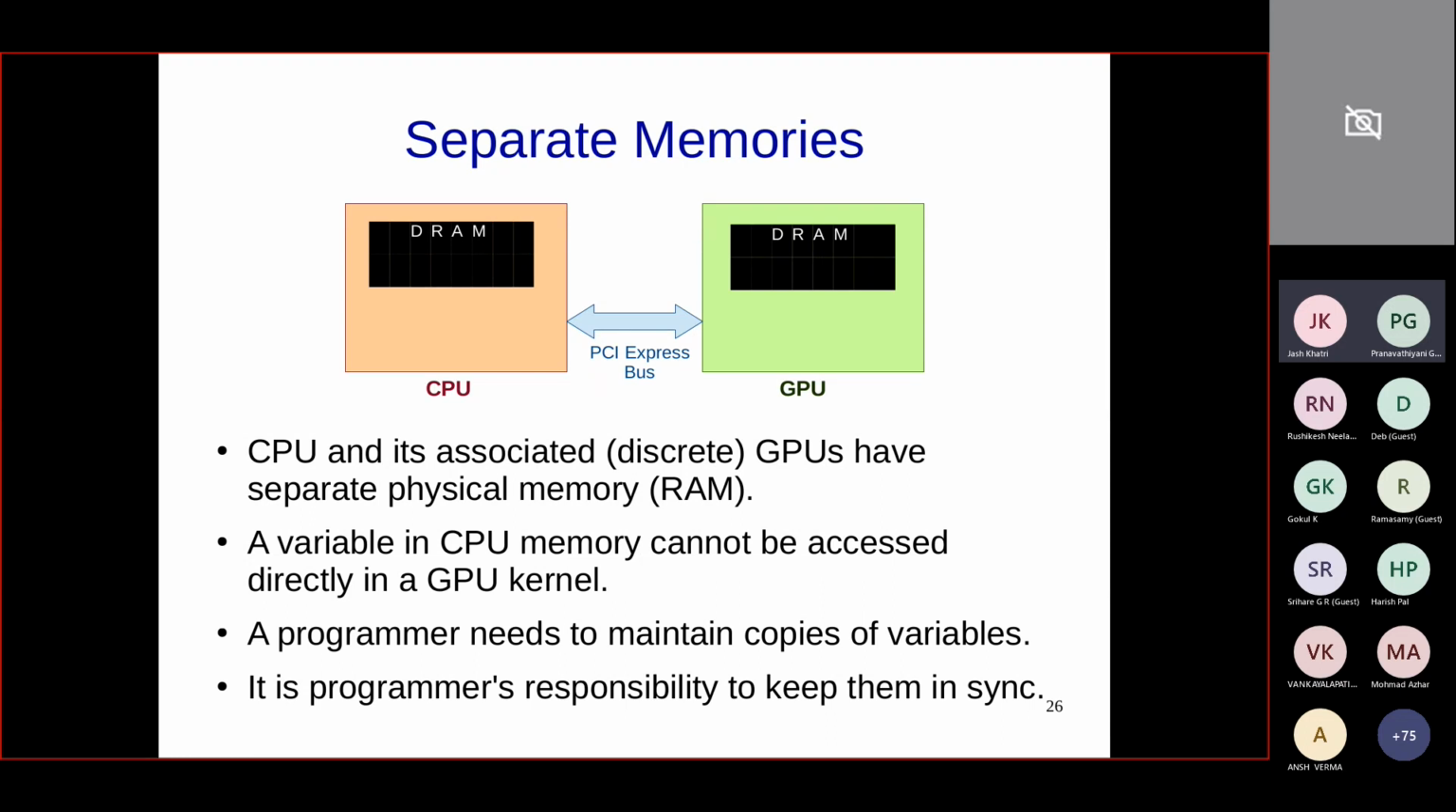And when we say that we need separate copies of this variable, it now comes to the programmer to maintain these two variables. It's our responsibility to declare a separate CPU variable as well as a separate GPU variable, and it's also our responsibility to keep both of these variables in sync.